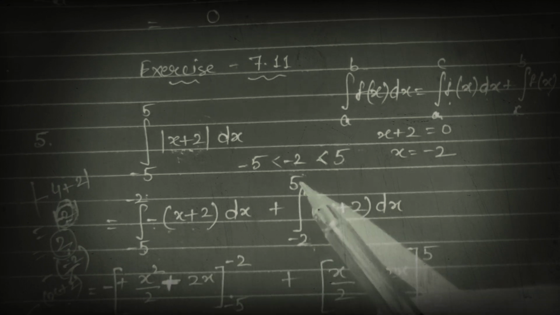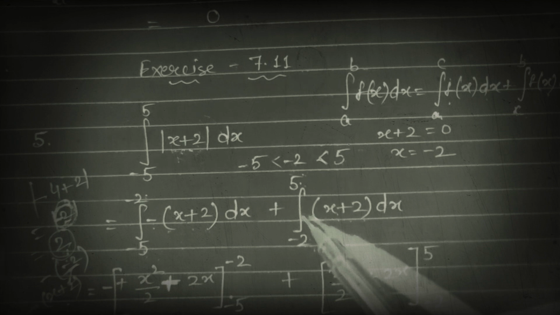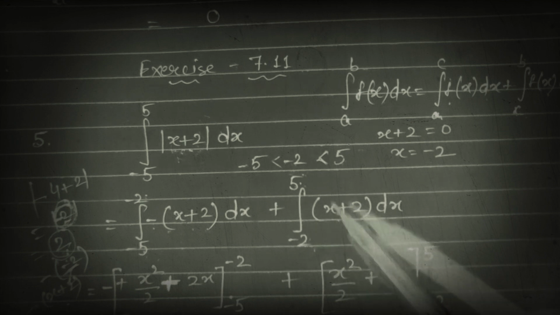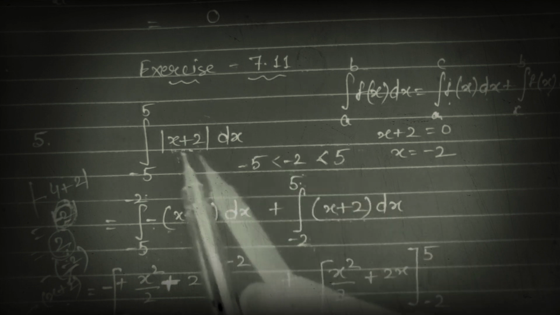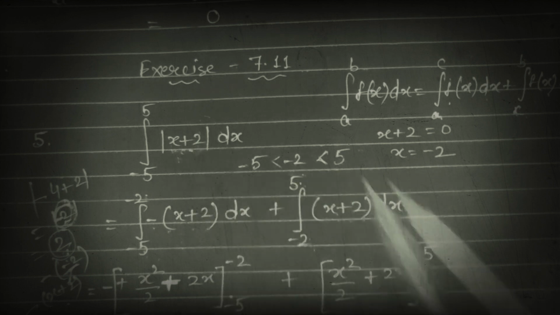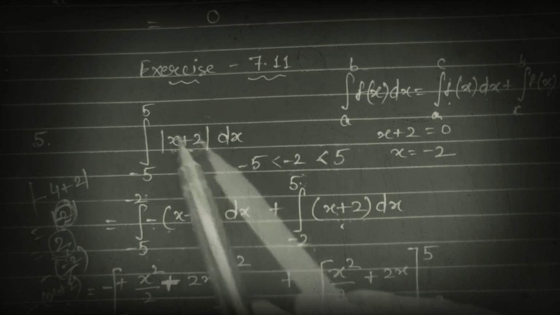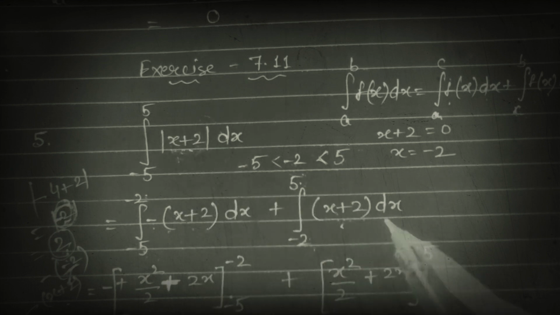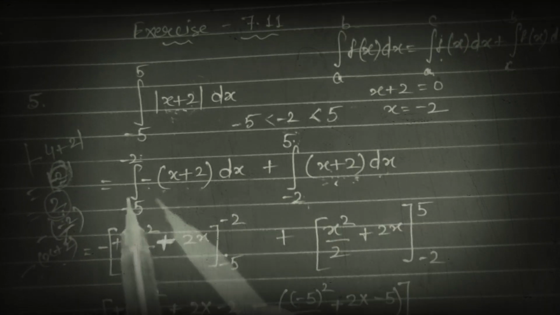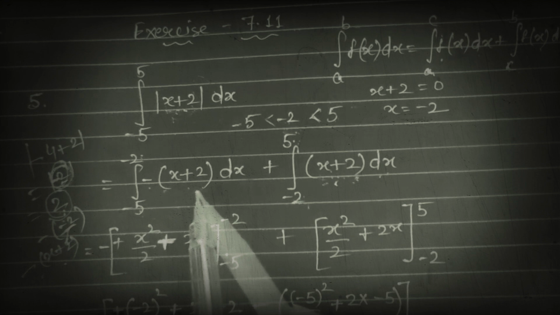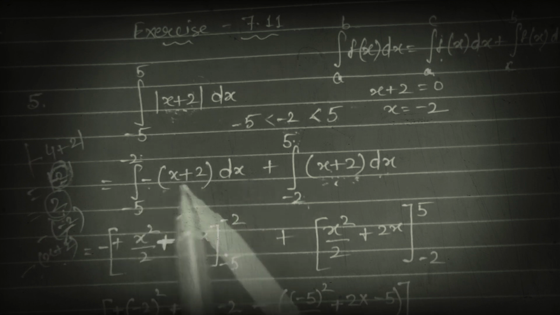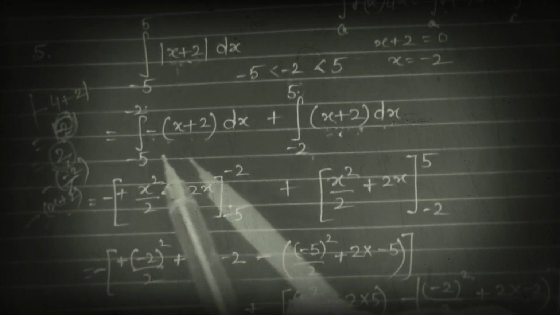Same for minus 2 to 5: we can take any value. Suppose I am taking 3. 3 plus 2 is 5, and the modulus of 5 is 5. So it is positive. From minus 2 to 5 it is always positive, so its modulus is always positive. So here it is x plus 2. Minus of x plus 2 is positive on the first interval because x plus 2 is negative there, and negative into negative is positive.